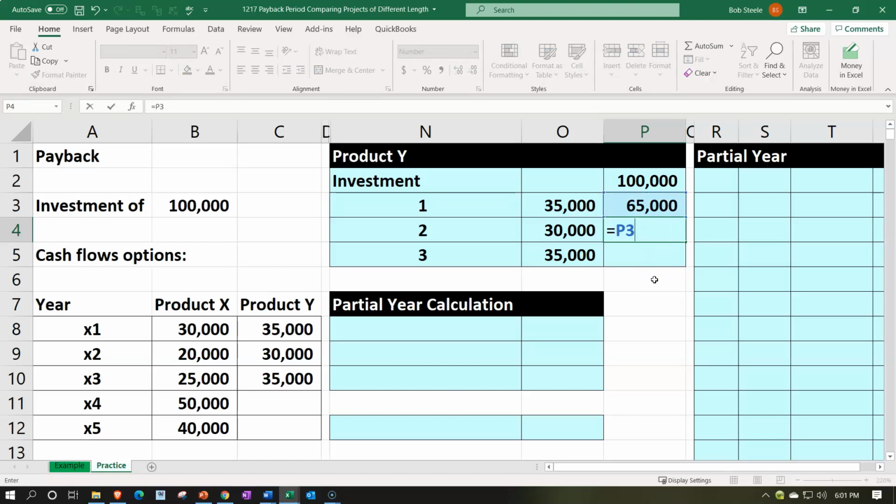65,000 minus the 30,000 is going to be 35,000 left. And then finally, we have the 35,000 minus the 35,000. We covered our investment. It only happened in 3 years. Great. Except we didn't make any money from it, right?